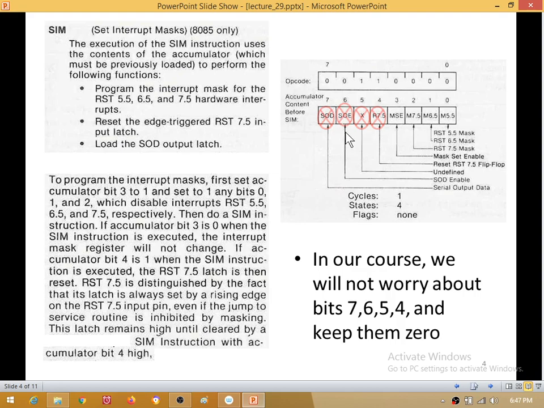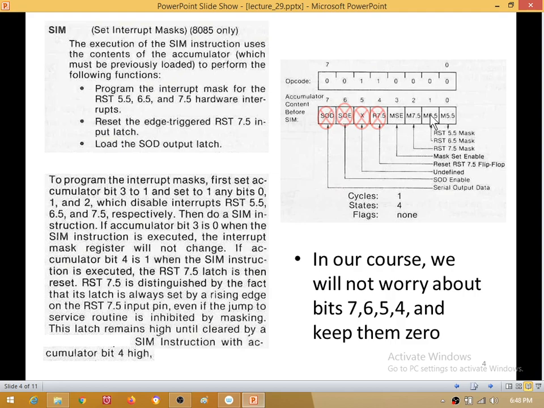So if I load a particular word in my accumulator, which is basically 0, 0, 0, 0, 1, 0, 1, 0, and after that I execute the SIM instruction, then which particular interrupt have I masked? I have masked 6.5, because here I wrote a 1 and I also had enabled my masking process. So here also I had written a 1. So in that case it is going to mask RST 6.5.